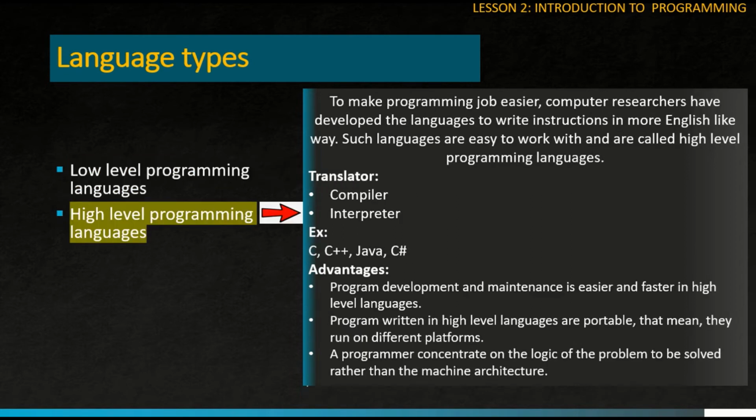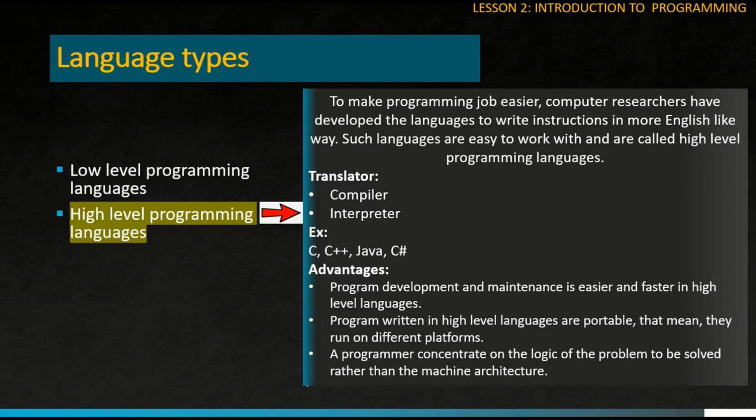Let's study what high-level programming languages are. In order to make the programming job easier, computer scientists have developed languages to write instructions in a more English-like way. Such languages are easy to work with, and are called high-level programming languages. The scientists also developed special software to translate English-like instructions into binary form.